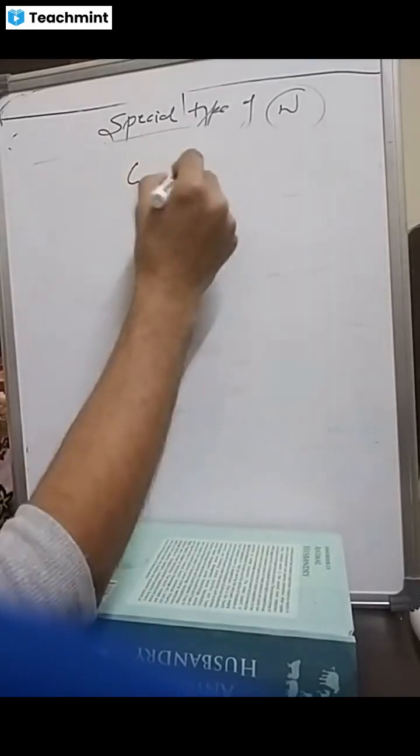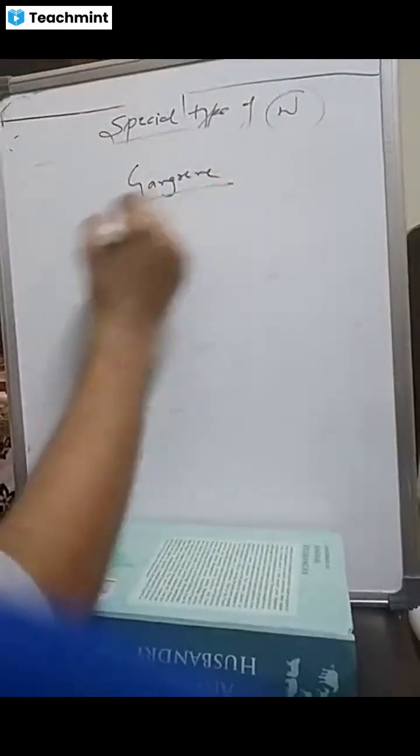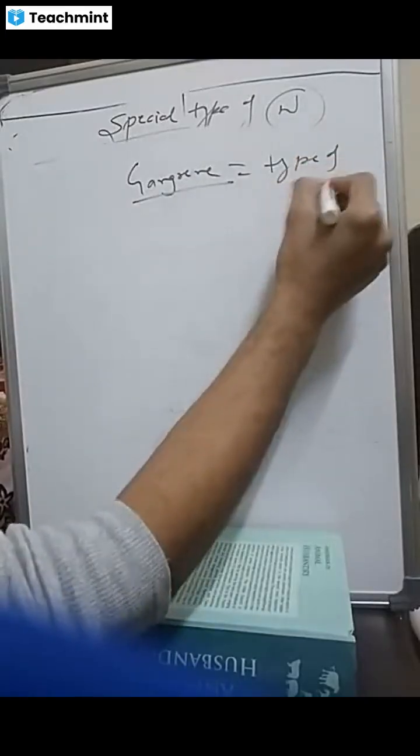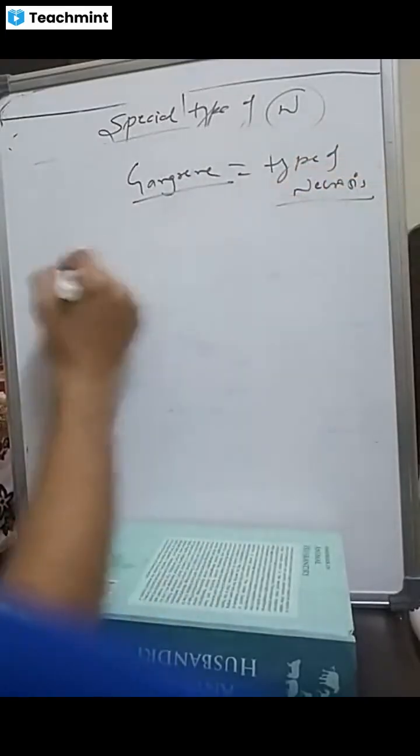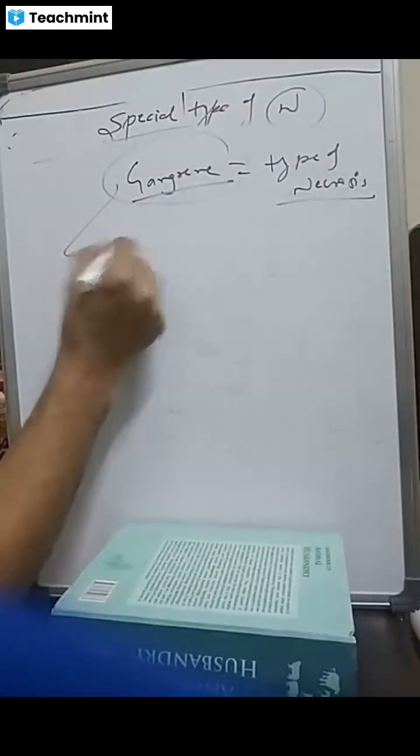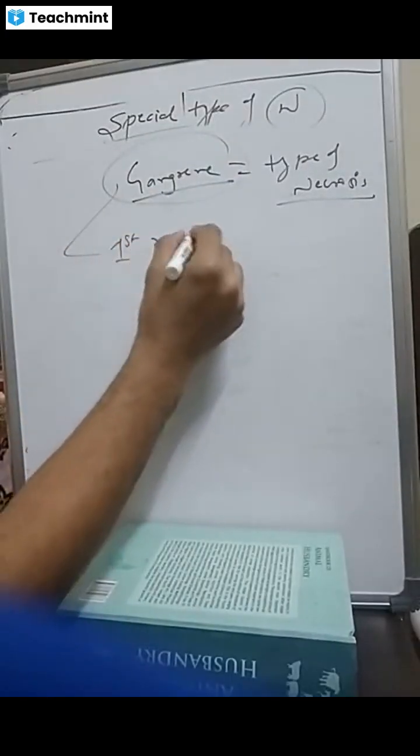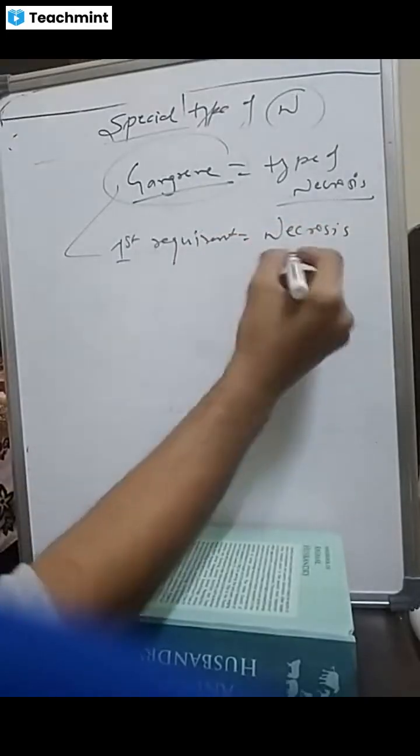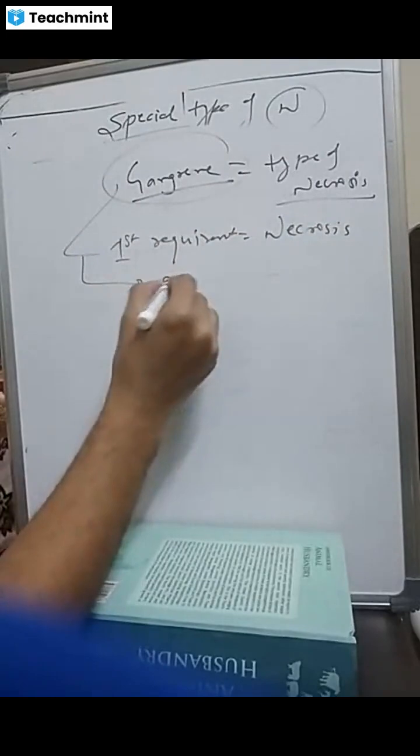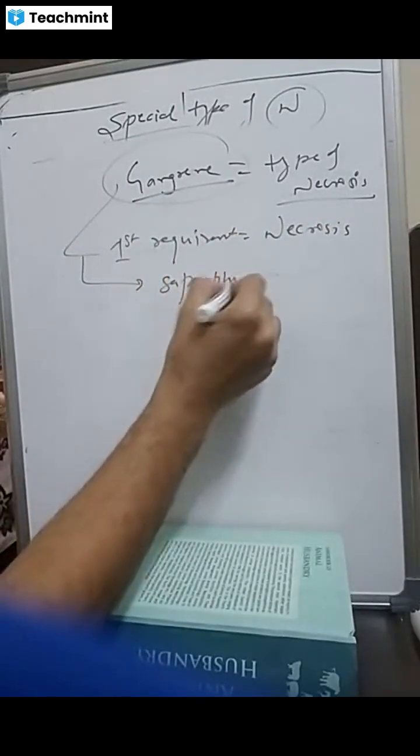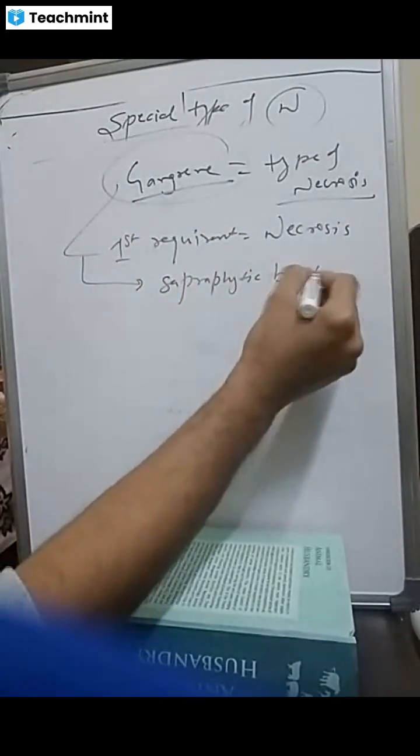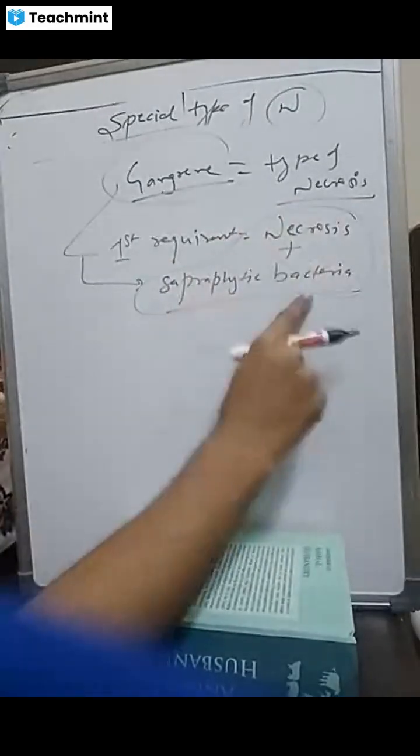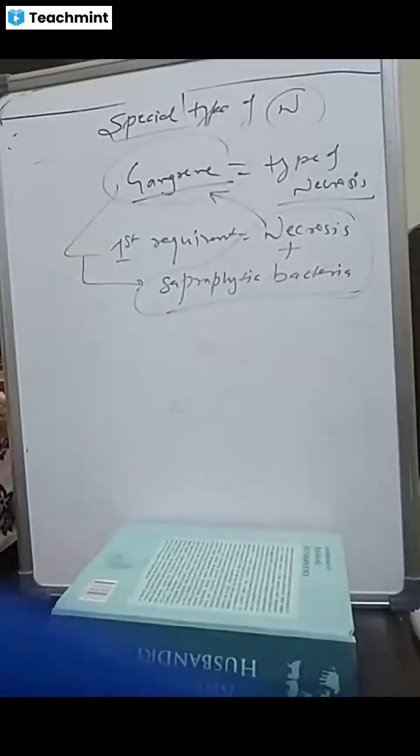Last is gangrene. Gangrene is a type of necrosis. For gangrene, first requirement is necrosis. Then what comes? Saprophytic bacteria, putrid bacteria. So necrosis plus saprophytic bacteria is your gangrene.